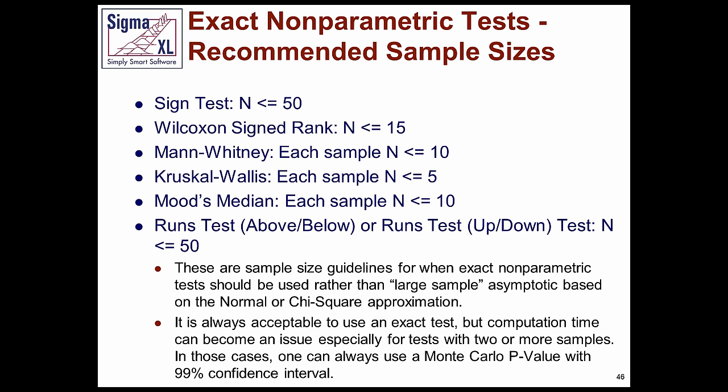So here are some guidelines in terms of when to use exact. For example, in a Wilcoxon signed rank test, if you have 15 or fewer, you should use an exact. Mann-Whitney, if each sample has 10 or less, you should use exact. Kruskal-Wallis, 5 or less. Mood's median, 10 or less. And Run's test, less than 50. In the chi-square, a rule of thumb is when more than 20% of the cells have an expected count of less than 5.